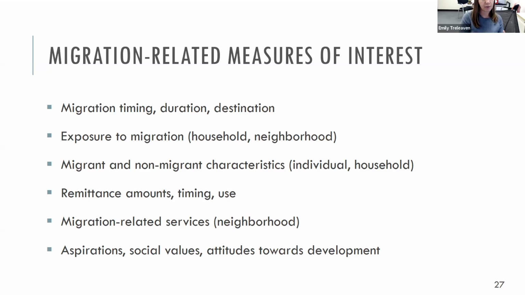The CVFS can easily be used to examine migrant versus non-migrant characteristics. Those might be individual characteristics such as education, social group, or household level characteristics such as engagement in agriculture. We also have data related to remittances. So when do households receive remittances? How much did they receive in terms of remittance income? And how are they using those remittances? We also have neighborhood level data related to migration related services, and then some individual measures related to aspirations, social values, and attitudes toward development that might also be of interest with regard to migration.